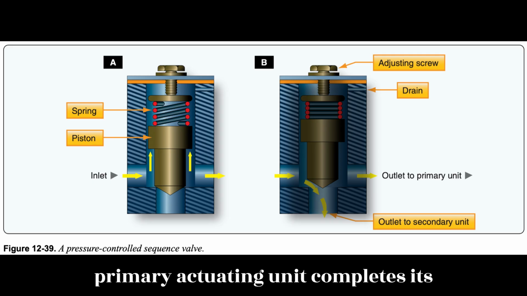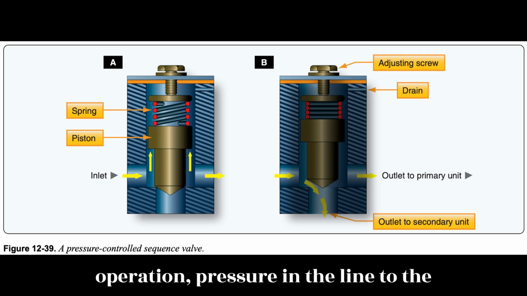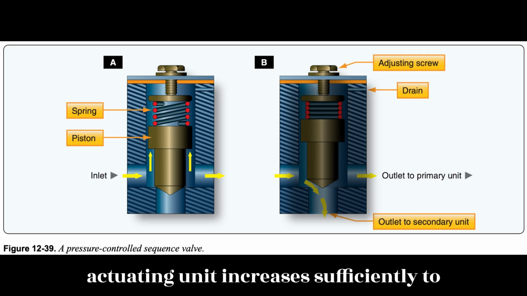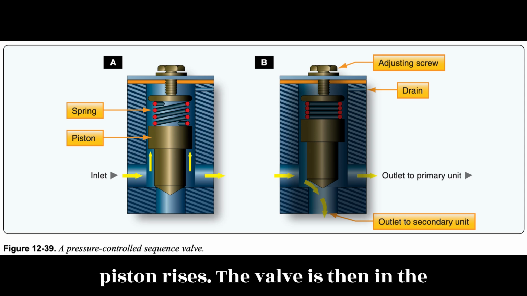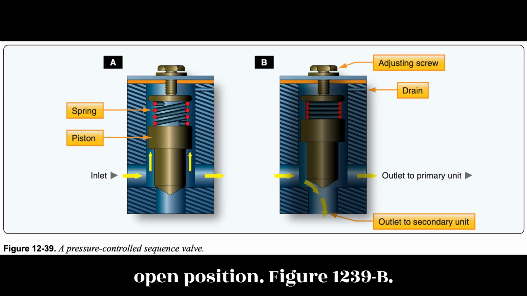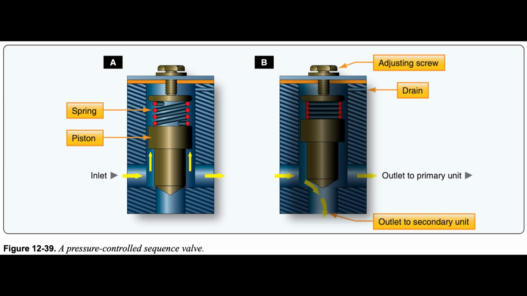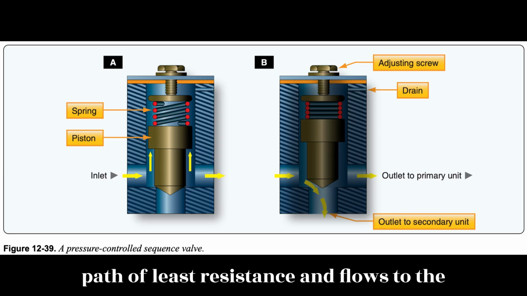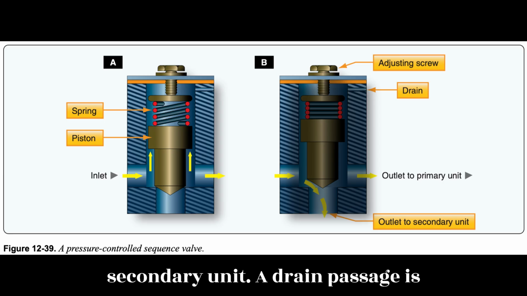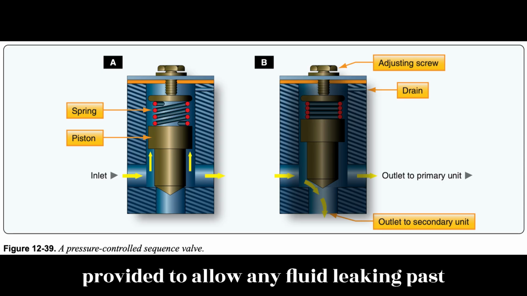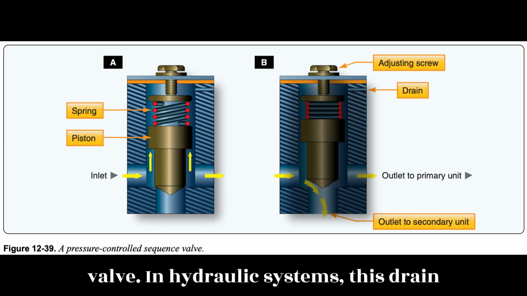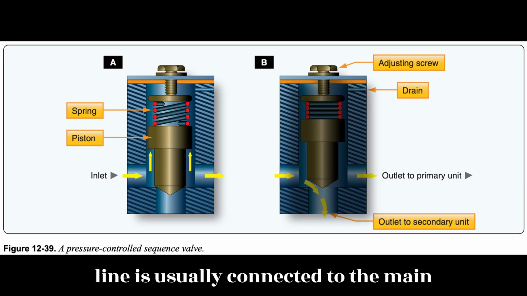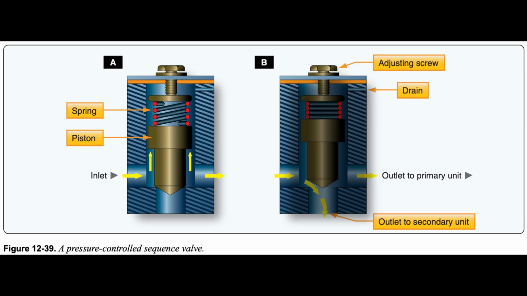When the primary actuating unit completes its operation, pressure in the line to the actuating unit increases sufficiently to overcome the force of the spring, and the piston rises. The valve is then in the open position. Figure 12-39b. The fluid entering the valve takes the path of least resistance and flows to the secondary unit. A drain passage is provided to allow any fluid leaking past the piston to flow from the top of the valve. In hydraulic systems, this drain line is usually connected to the main return line. End of page 12-25.